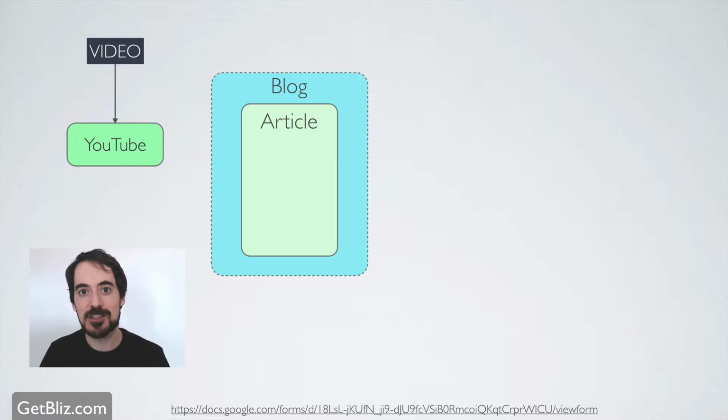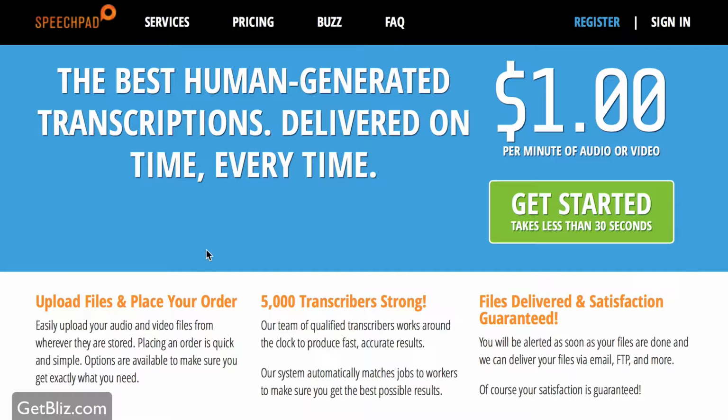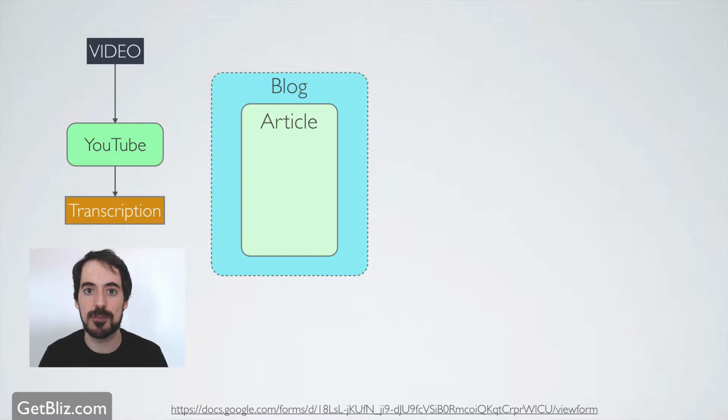And this is where the magic starts happening. This is a very simple step, shooting and publishing. But then you're going to transcribe it. Whatever you said is going to be transcribed into a text file. You can do this yourself, or you can hire somebody else, or a company like SpeechPad, which charges about $1 per minute. So if you shoot a 10-minute video, that's going to be $10. Very, very affordable.